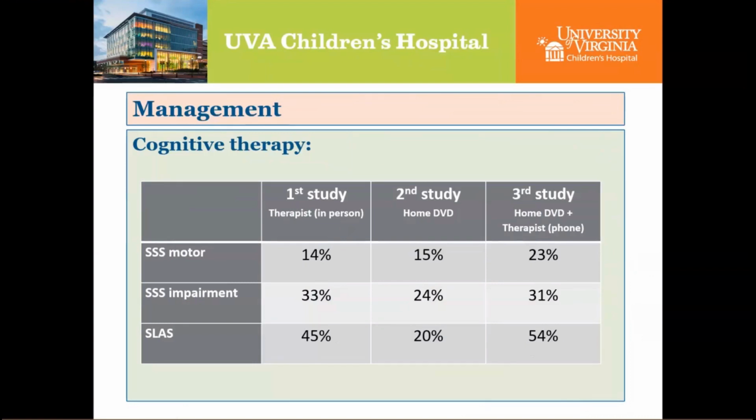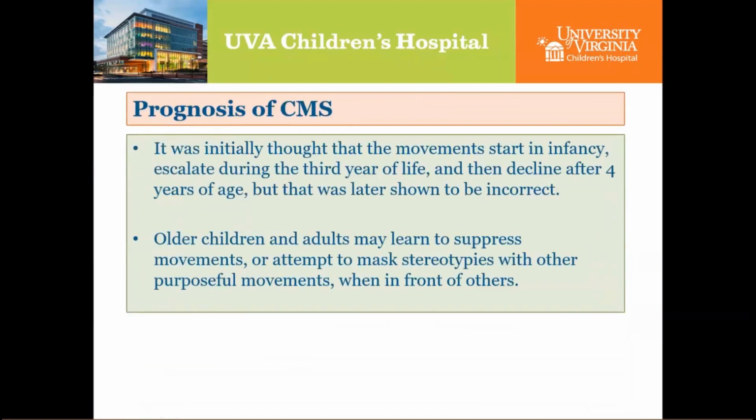And the other thing I wanted to talk to you guys about is the prognosis of complex motor stereotypies. So what happens with the patients? Do they continue to have these movements? Do these go away? I think the initial thought was that the movements would usually start during infancy. They will continue to increase maybe through the 3rd, maybe 4th year of life, and then it will start declining and maybe resolve.